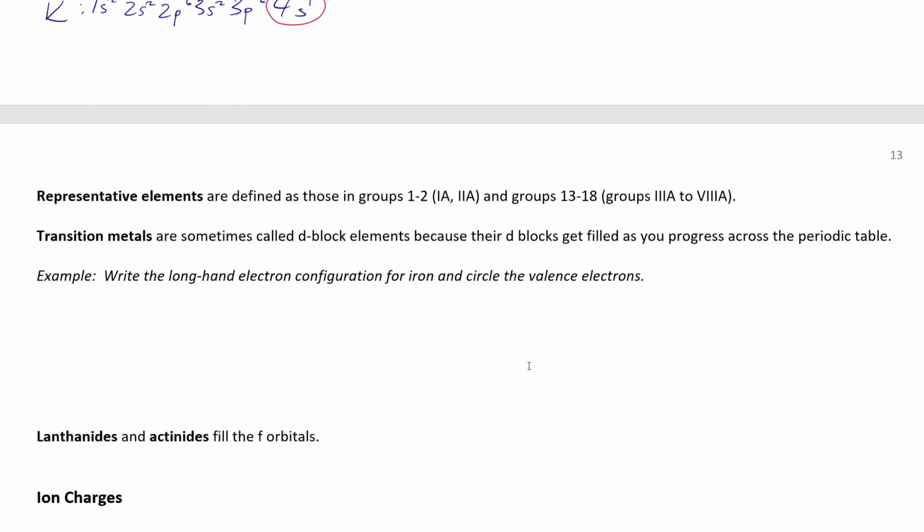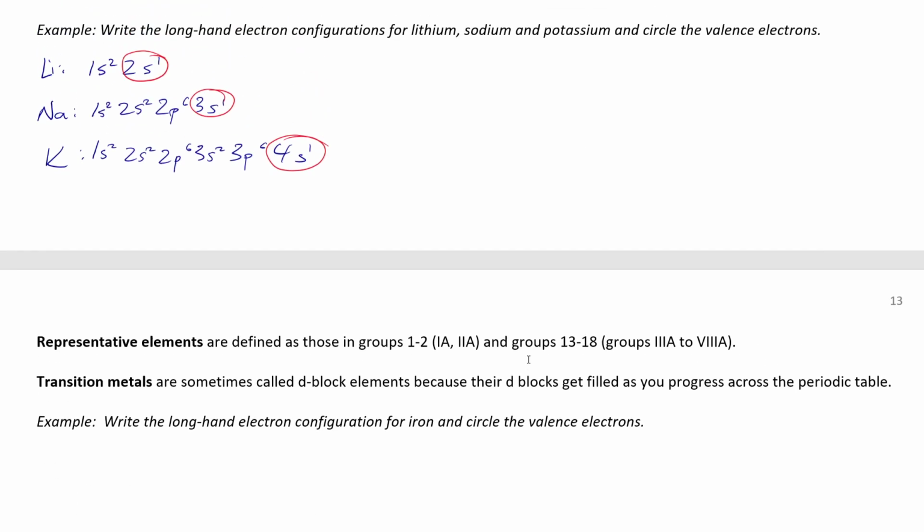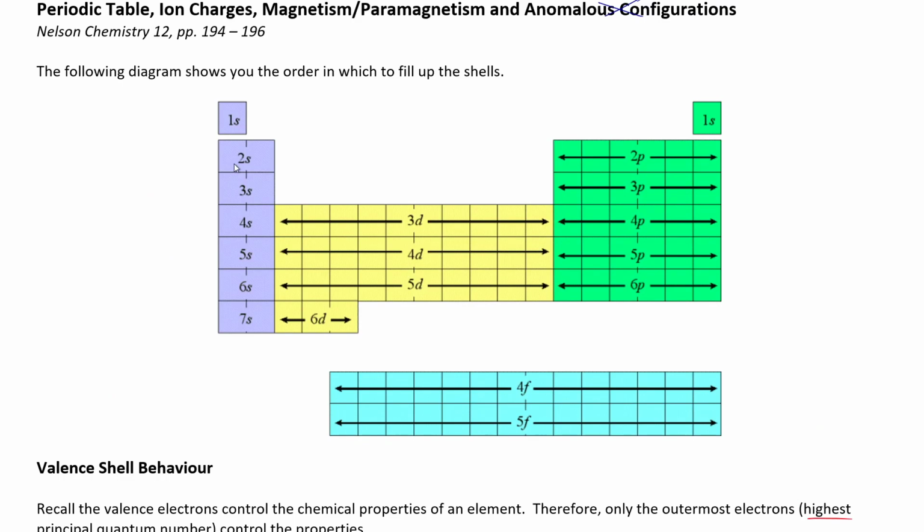Moving down. Representative elements are those defined in groups 1 and 2 and groups 13 to 18. So these ones are considered to be the representative elements. These purple ones here and these green ones over here. In the middle, we have our transition metals, right? And the transition metals are sometimes called D block elements because their D blocks get filled as you progress across the periodic table. So any metal in here is filling up its D block of atomic orbitals.